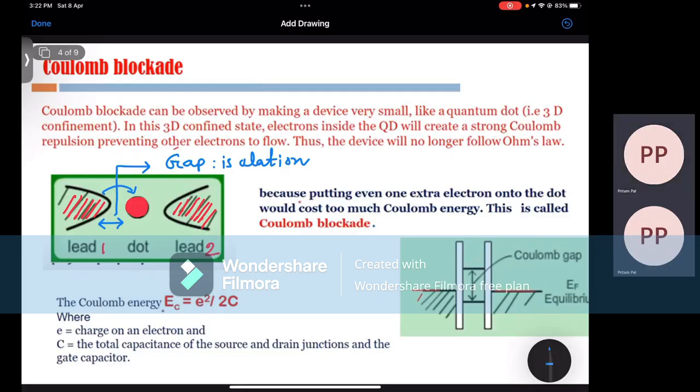the dot will not allow the new electrons to come to this place. So that's the reason it's mentioned here. That is called the Coulomb blockade. It basically prevents further extra electrons from coming into the place, because putting even one extra electron onto the dot would cost a lot of energy, Coulomb repulsive energy, basically, right? And this effect is known as Coulomb blockade.